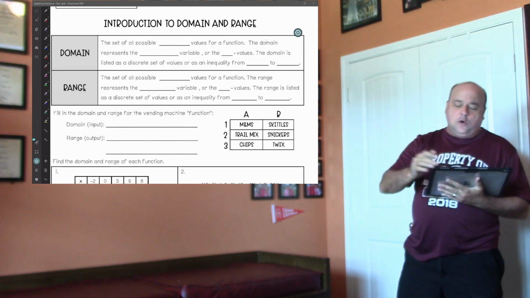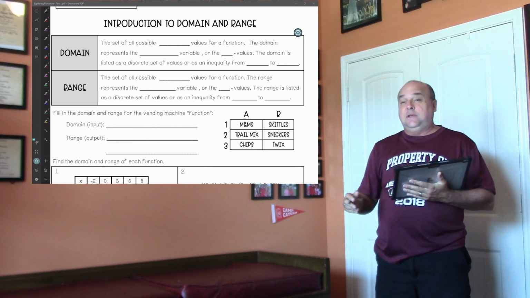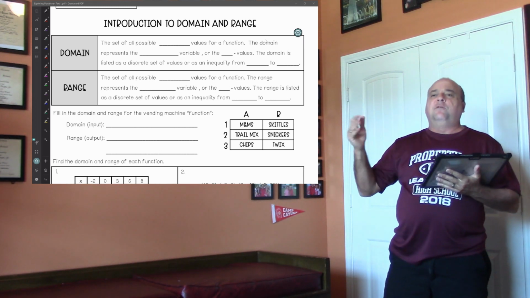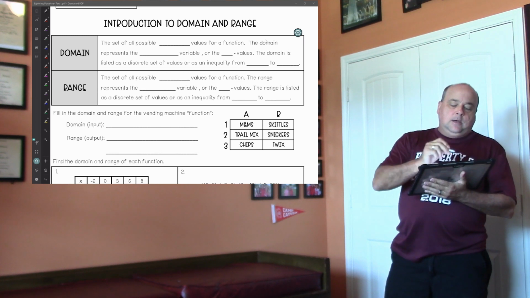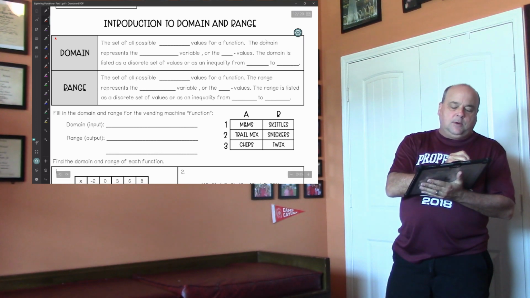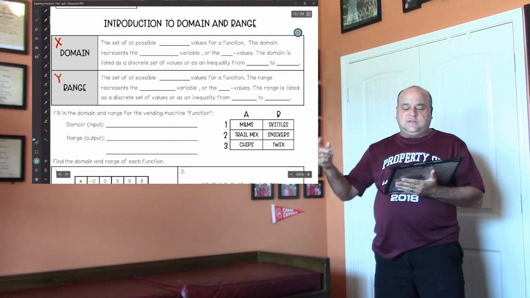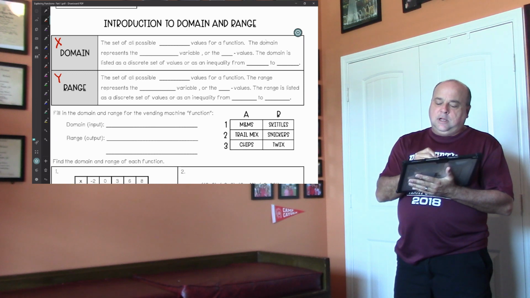So let's get going. Okay, I'm going to have to keep this zoomed out so you can see all of this. So I'm going to go through this and say what I'm writing down. Okay, the first thing we're going to do is define the domain and range. Just real quickly, you remember your domain is your x and your range is your y, right? Okay, so the set of all possible input values.